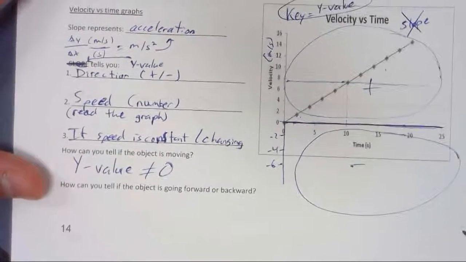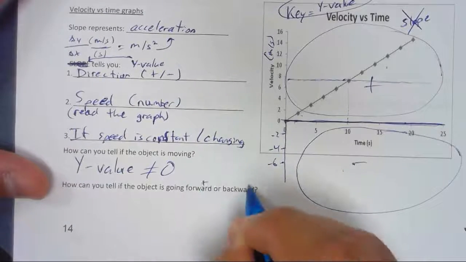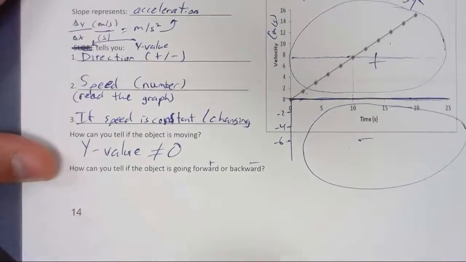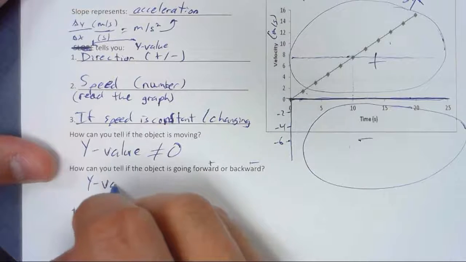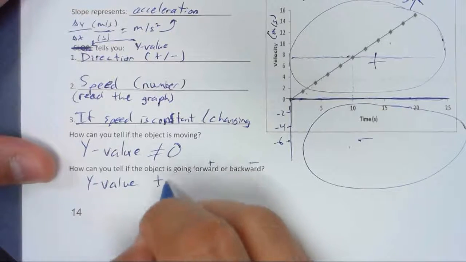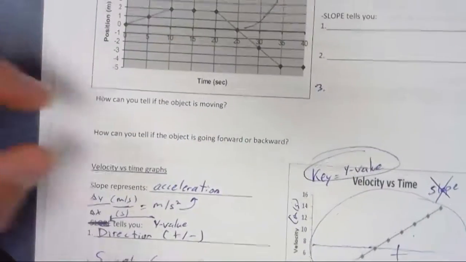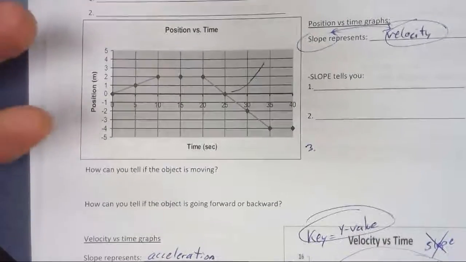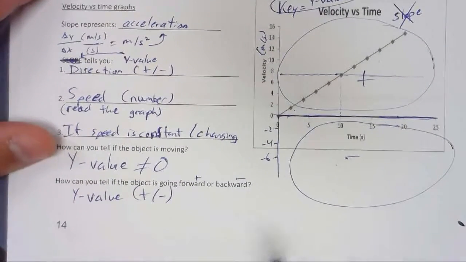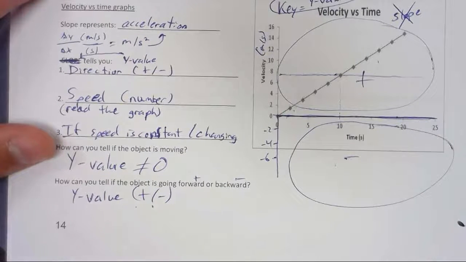How can we tell if the object is going forward or backward? Once again, forward is positive, backward is negative, or we can consider it that way. So if the y value is positive or negative, that's how we know. Again, same answers to the questions we had up here. I know I haven't written this down, but you should have those in your notes or it's in the previous video. If the y value is positive or negative, positive direction, negative direction.